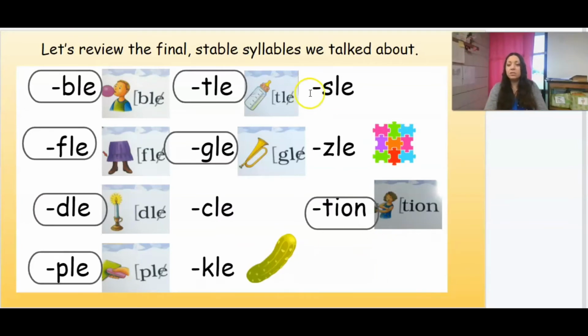And the same thing with sul and zul. Remember, sometimes that S makes the Z sound, and so they sound very similar. So sometimes they don't follow the same rules when we're sounding them out or spelling. So that's why they're not circled.